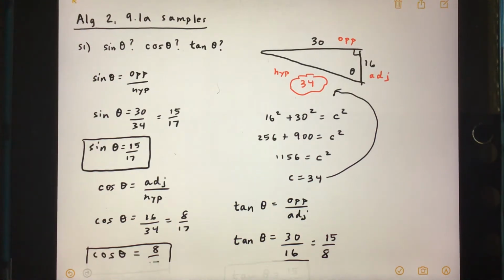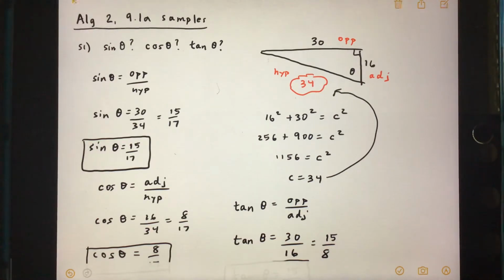Hello, Algebra 2 class. So we're working with our trig functions here and really sinking into our brain what the relationships are for sine, cosine, and tangent. So we're remembering SOHCAHTOA. S-O-H, sine is opposite over hypotenuse.